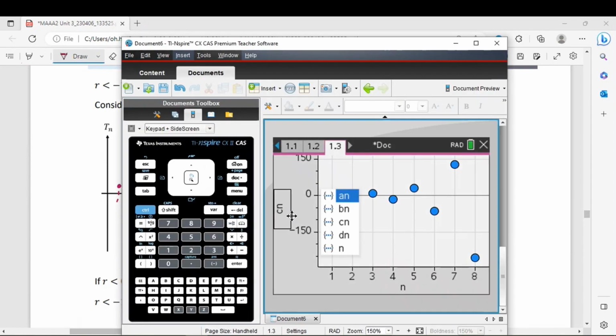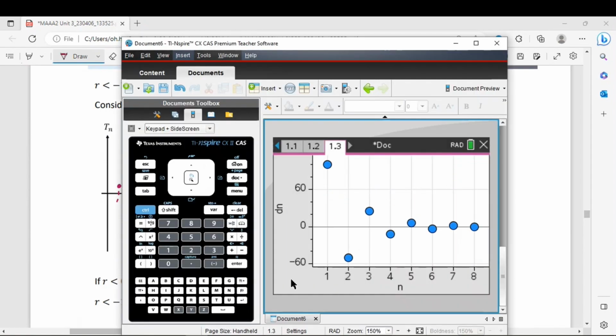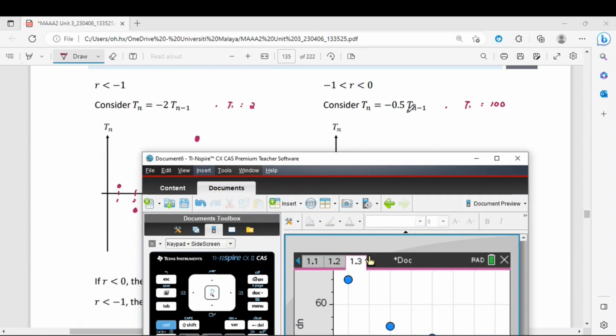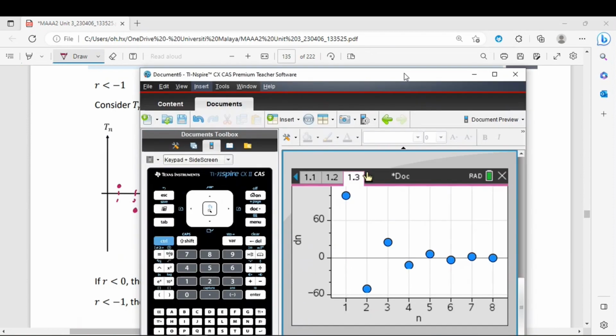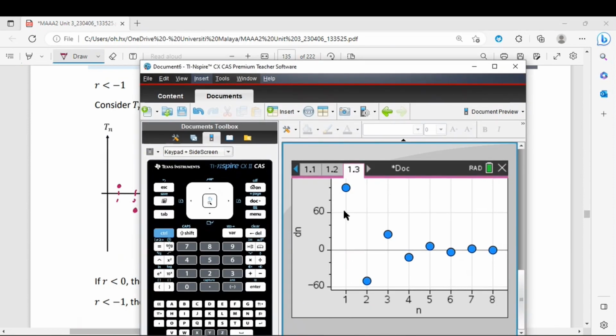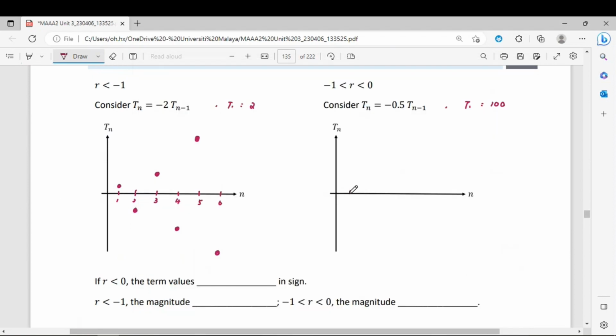So I'm going to change my Cn to Dn. Okay, so you can see the graph the other way around. From a bigger one, because you are multiplying with 0.5, your number magnitude is getting smaller and smaller. You can see the difference here is 100, then the difference here becomes 50, then 25, 12.5, 6.25, 3.125 like that.